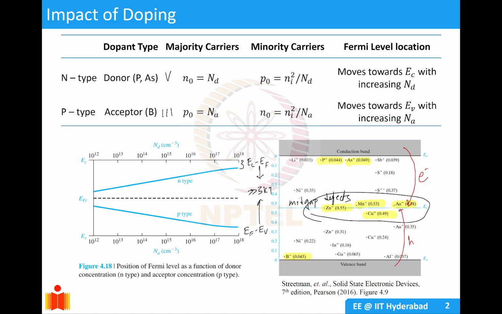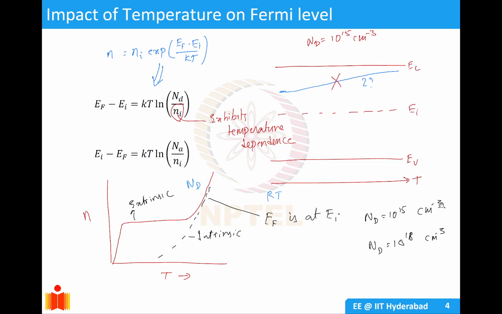Now we learn about the impact of doping. This we have learned: group 5 elements act as donors, group 3 elements act as acceptors, and for n-type the Fermi level moves closer to EC as you increase your donor level, and in the p-type case, it moves closer to EV as you keep increasing the acceptor level.